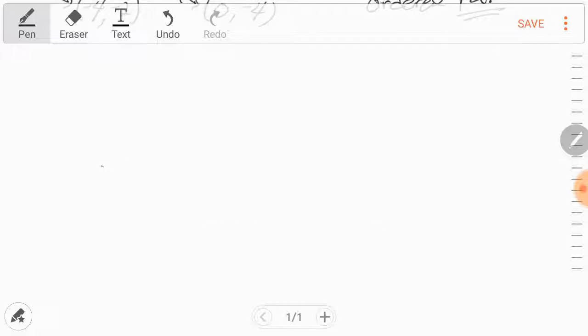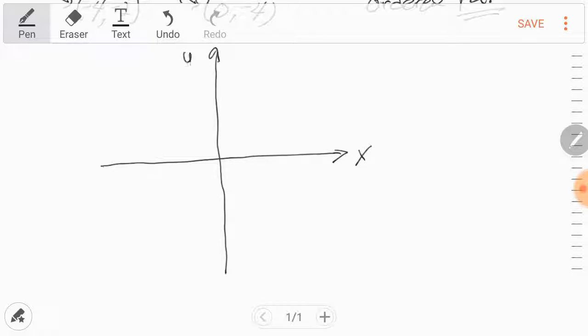So let me draw the x-axis and the y-axis. Okay, let's plot this point, (-2, 1). The x coordinate is -2, so we've got to move, let's say this is point A, 2 units to the left from the origin. So 1, 2, -1, -2. So move 2 units to the left, and the y coordinate is 1, so move 1 unit up. So this is the location of the point A.